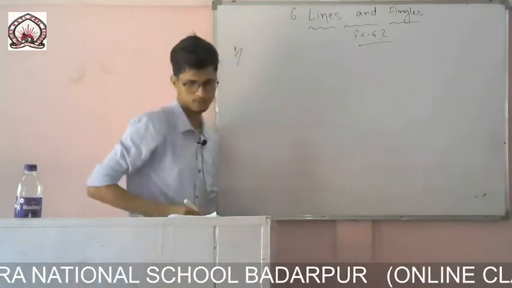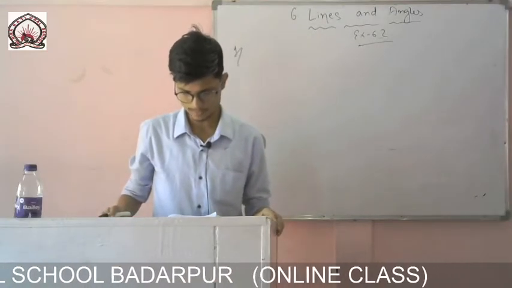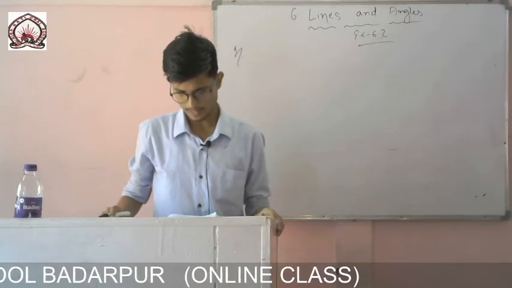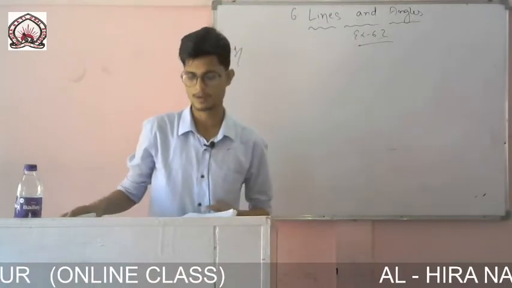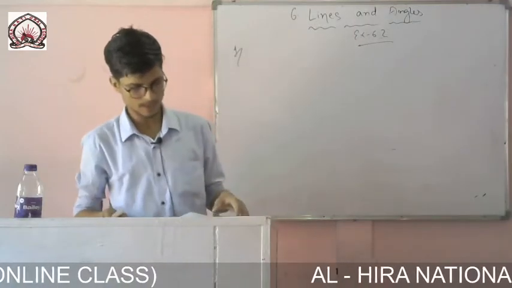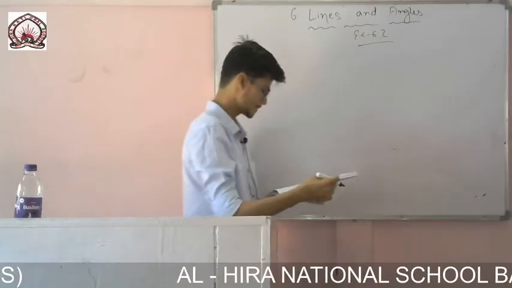So first question, question number 1, there is a figure given, you have to find the value of x and y, and then show that AB is parallel to CD. So first of all, your duty is to find the value of x and y, and later on you have to show that AB is parallel to CD.